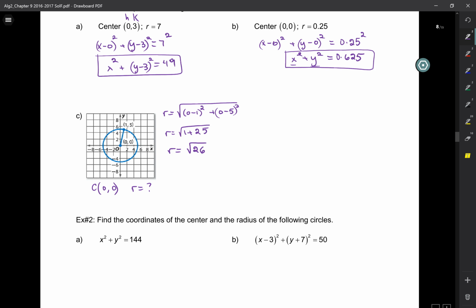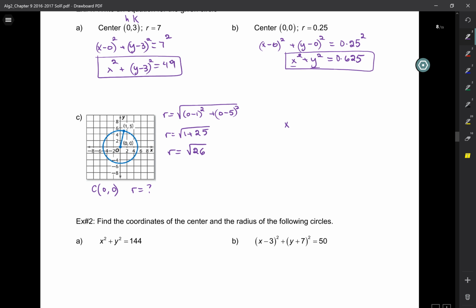Now, don't plug it in your calculators. Don't try to simplify this, because when you put it in the formula, what are you going to do to the radius? Square. You're going to square it, so it's all going to go away. So quickly, what's the equation for this going to look like? Right, and x minus 0 squared we know is just x squared plus y squared equals 26. Well, let me add one more step. Root 26 squared. x squared plus y squared is 26.